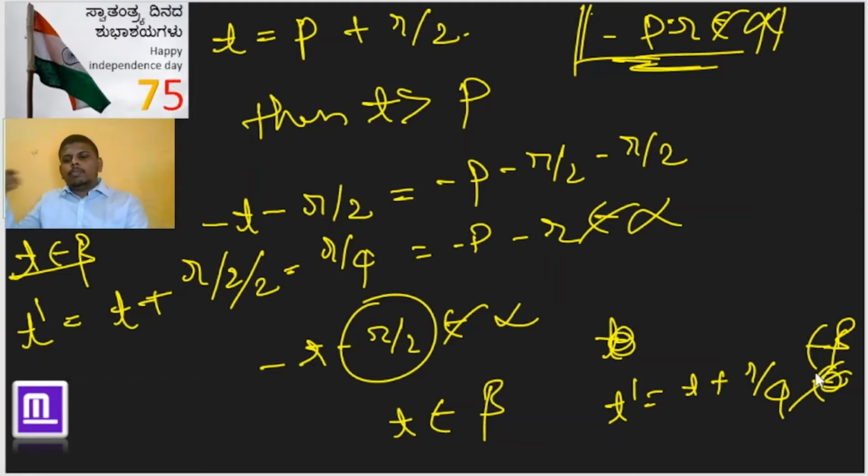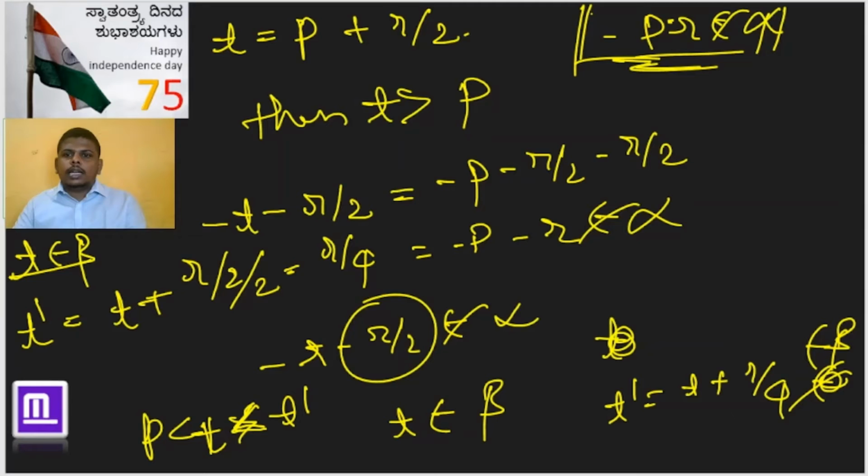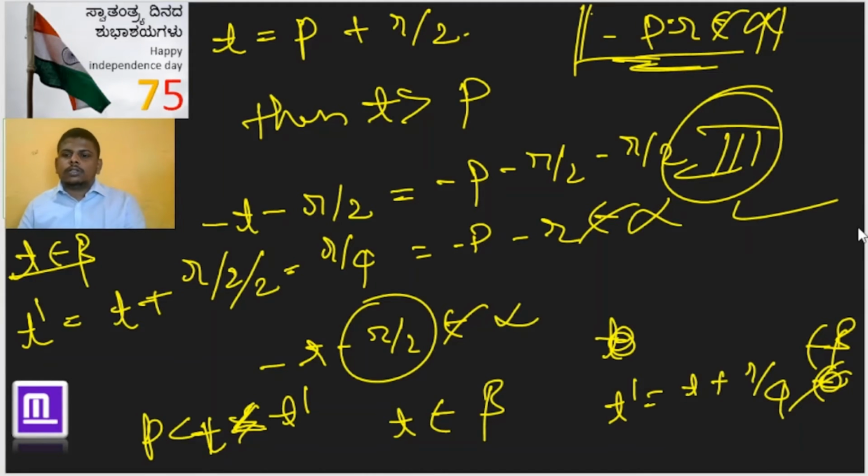So p is less than t, and t is less than t dash. So again we can construct t double dash, that is t dash plus r by 4 by 2. Like this, you keep on doing this and you will keep on getting bigger numbers which are still inside our beta. So this clearly says that we have the third property satisfied.